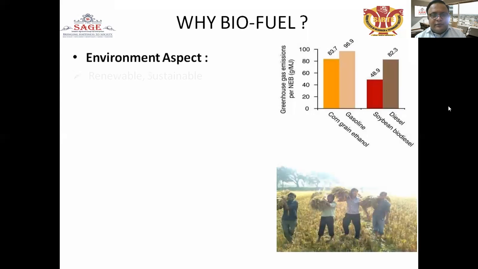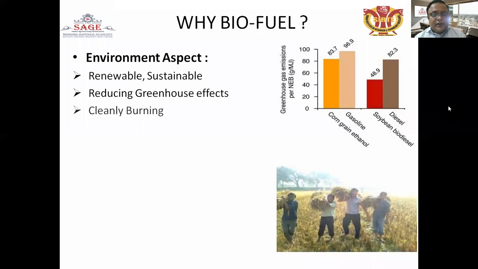Why biofuel? Environmental aspect. Why do we select it, why do we take biofuel? So the environmental aspect is the most prominent: renewable and sustainable, reducing the greenhouse effect, clean burning.